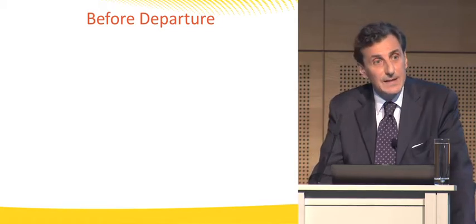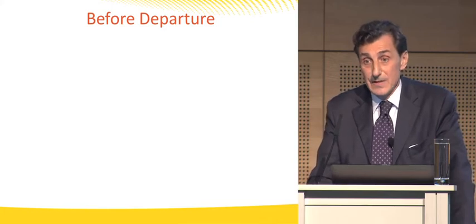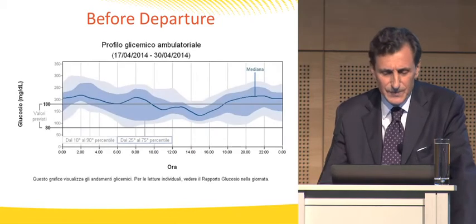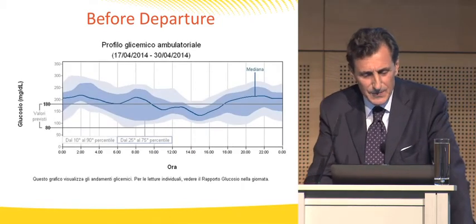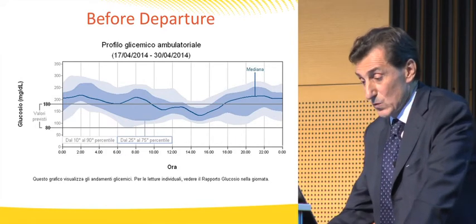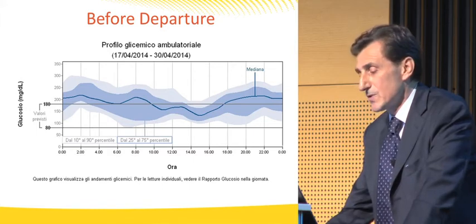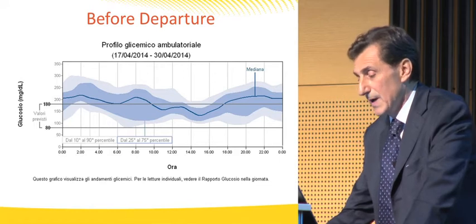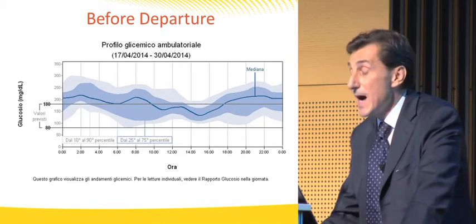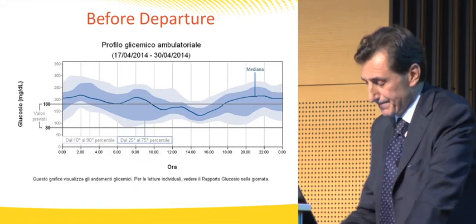Thanks to Abbott Italy, I had the opportunity to give him a Navigator CGM. And we tested his AGP before departure, and this is Claudio's AGP before departure. As you can see, in the last 2 weeks before the departure, he used to go outside with the friends to say hello to everybody, a lot of beer, a lot of good dinners, and his median was high after dinner and remained high during the night with a big variability, as you can see here, in the morning.